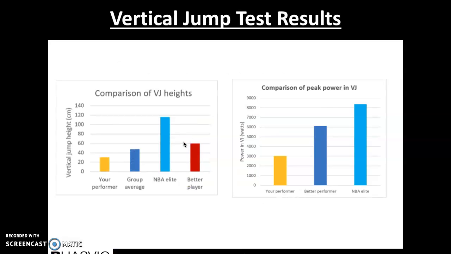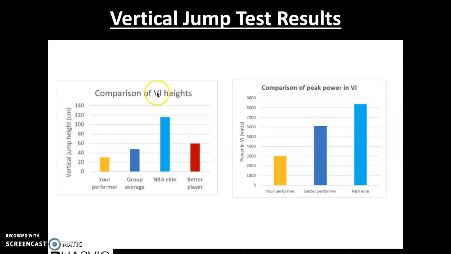So now we're going to look at the results of the vertical jump test, and as we know in basketball, being able to jump is very vital because basketball is such an explosive sport and it has elements, especially jumping for shots and rebounds, that require a lot of explosive power to be generated really quickly. So we can see from the first graph the comparison of the vertical jump heights. Our performer managed to jump around 30 centimetres in total.